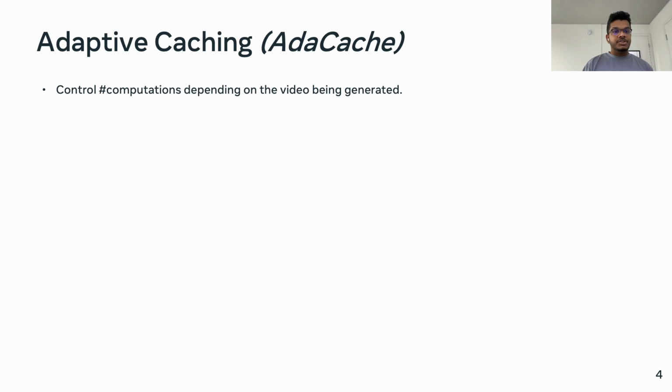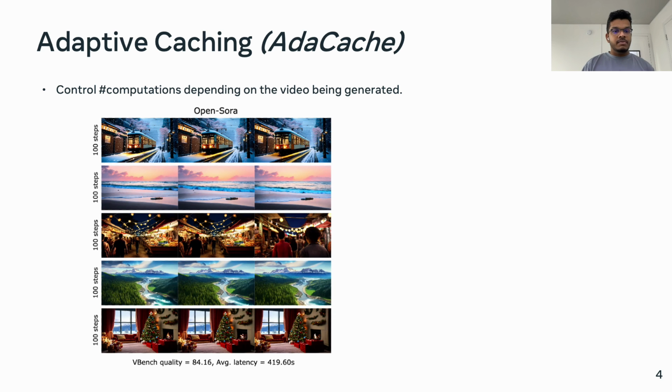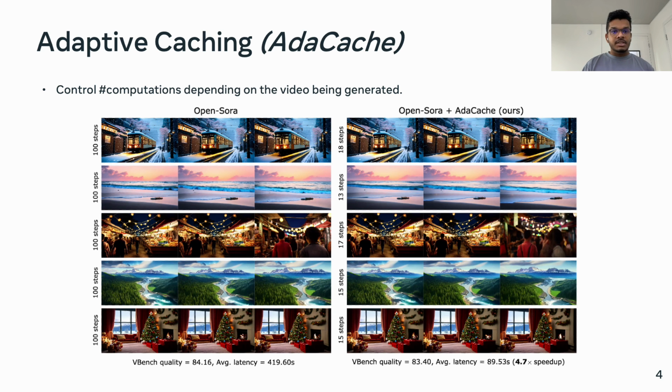We introduce adaptive caching. The basic idea here is to control the number of computations depending on the video being generated. Here we have a baseline with 100 denoising steps. And if we apply adaptive caching on top of that, we can achieve on average a 4.7 times speedup. But if you look at the number of steps, it actually is unique to each video.